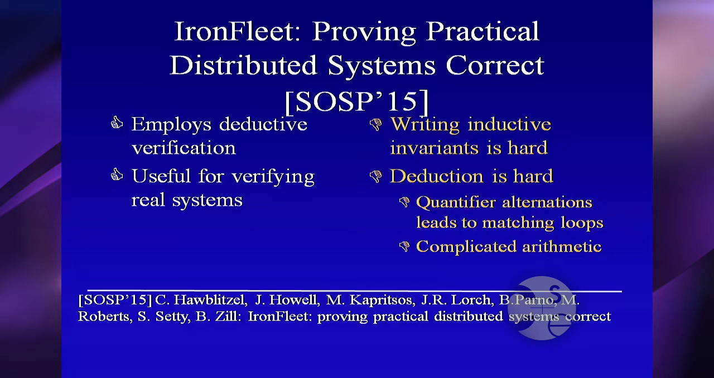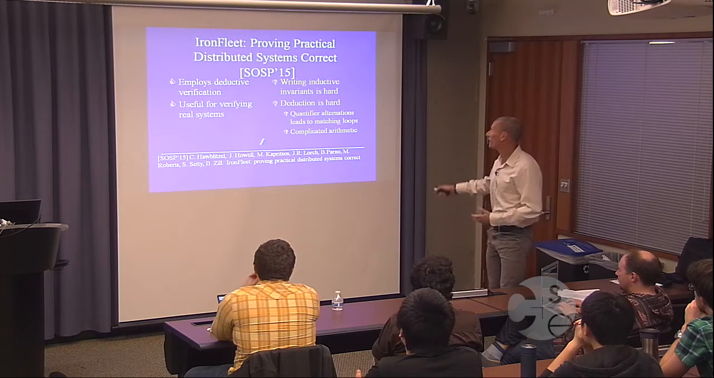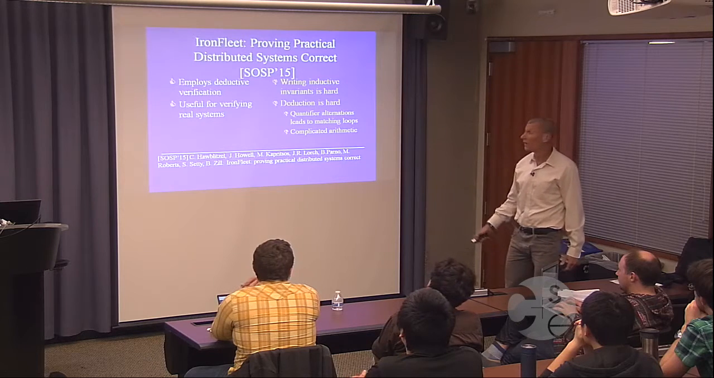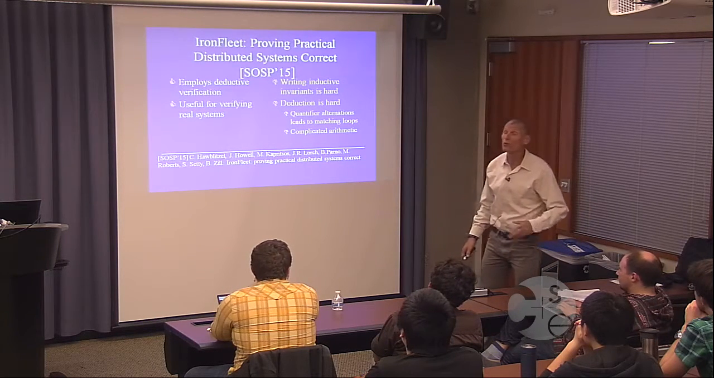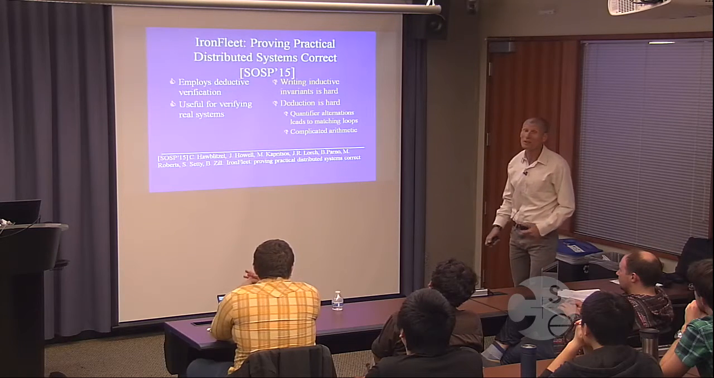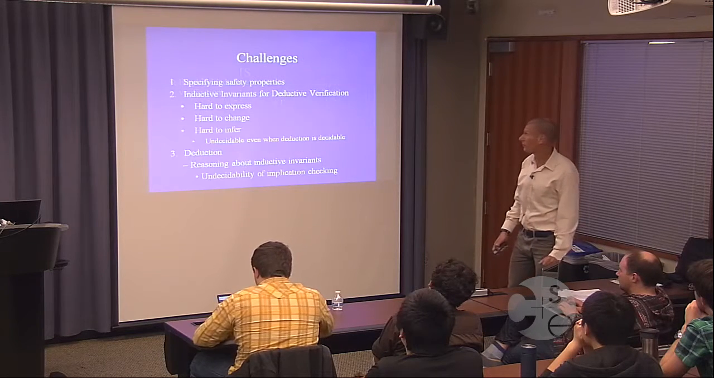And worse than this, even if you are willing to write this inductive invariant, since it uses tools like Z3, and since this formula is complicated, it may be that even when you write this inductive invariant, it's unable to show that it's inductive. So there's another problem which is difficult here. There is quantifier alternation, it leads to matching loops, it leads to unknown, it leads to all kinds of things, complicated arithmetic. So this is very, very tricky. So these are the things that we want to avoid.